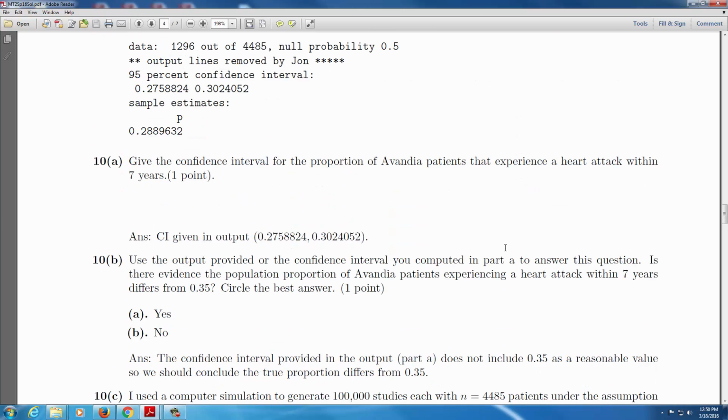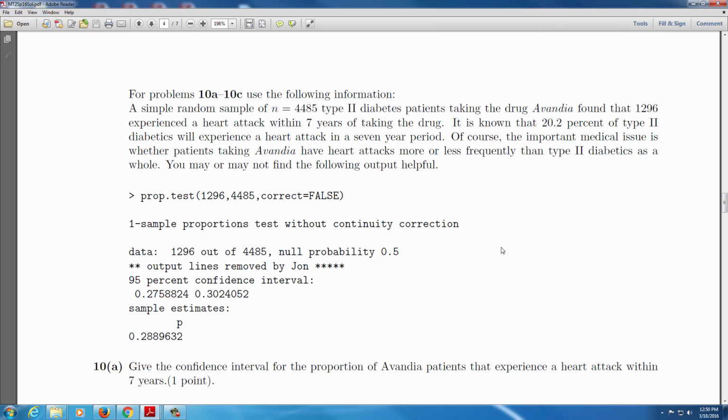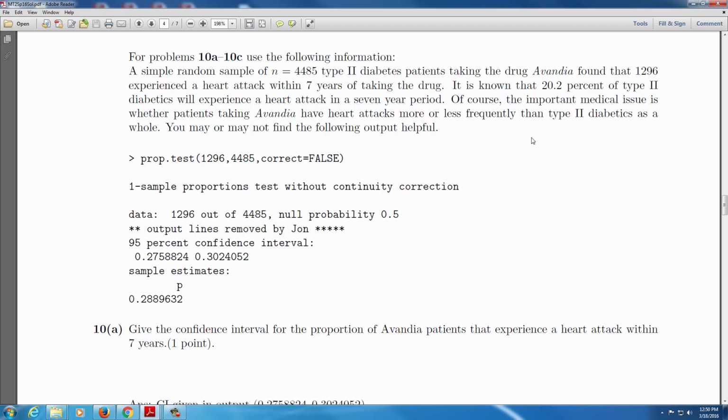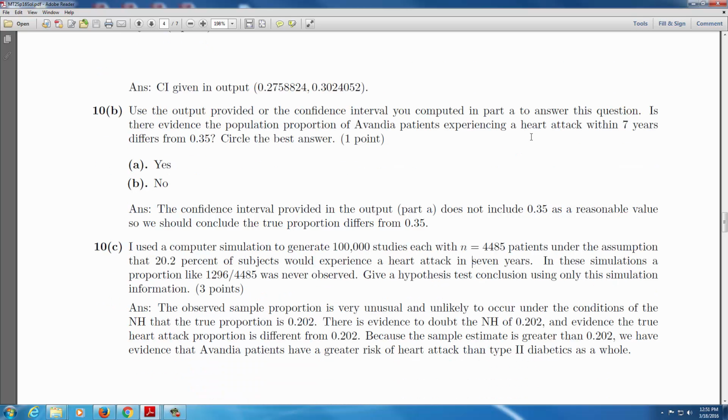We simulated under that value because up in the problem description we know that 20.2% of type 2 diabetics will have a heart attack within 7 years. And so we'll simulate what the drug performance should be if it had a heart attack rate similar to just that for diabetics. And we found that our sample data, like what we got for Avandia, a p-hat like what was observed in the study, never happened in our simulation.